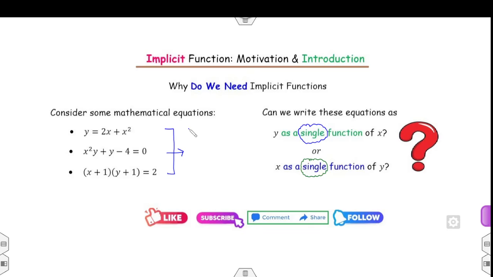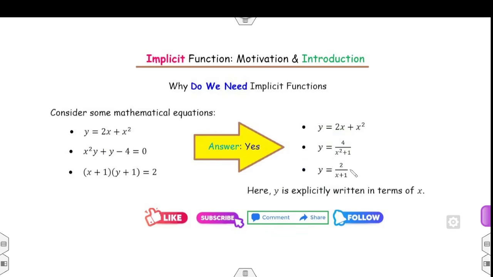Of course you can do. In the first case, you already have the value of y. In the second case, what is the value of the y? I can take y as a common from the first two terms and then I can write y is 4 divided by x square plus 1, and you can write x as 2 divided by y plus 1 minus 1, or you can also find the value of the y which comes to be 2 divided by x plus 1 minus 1.